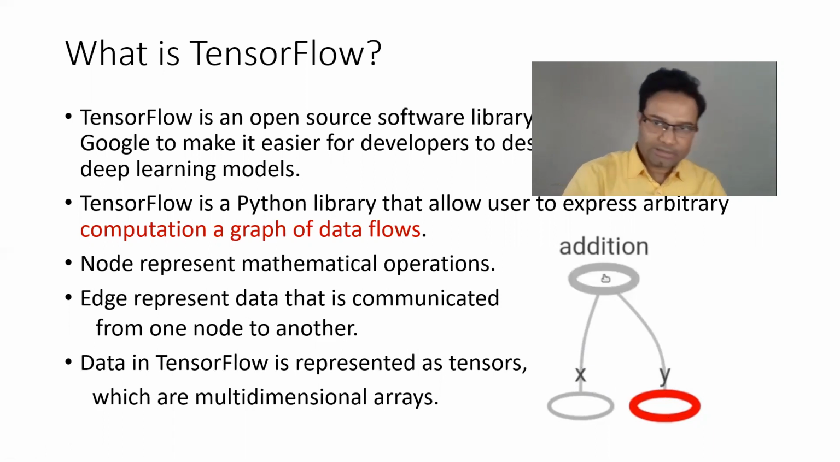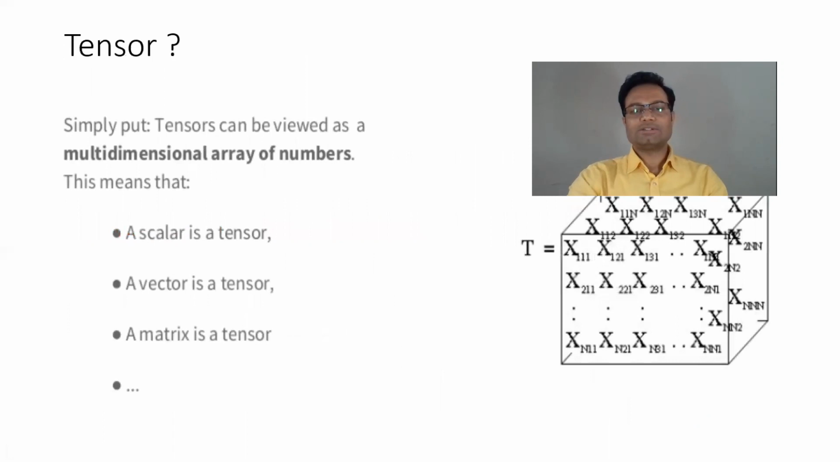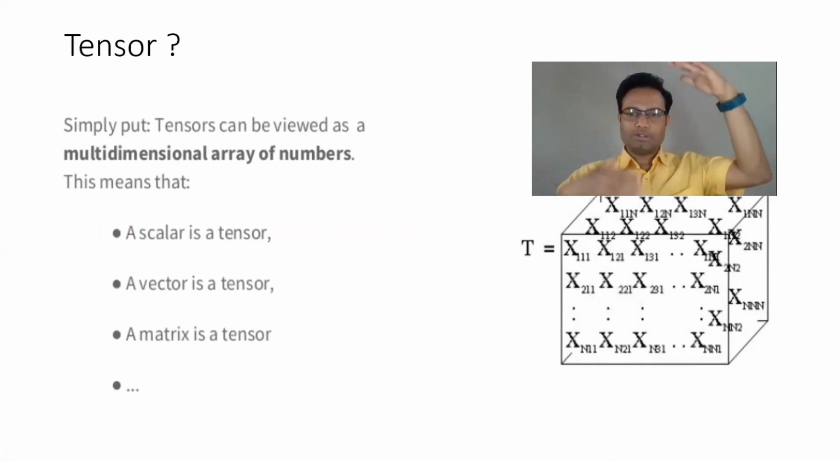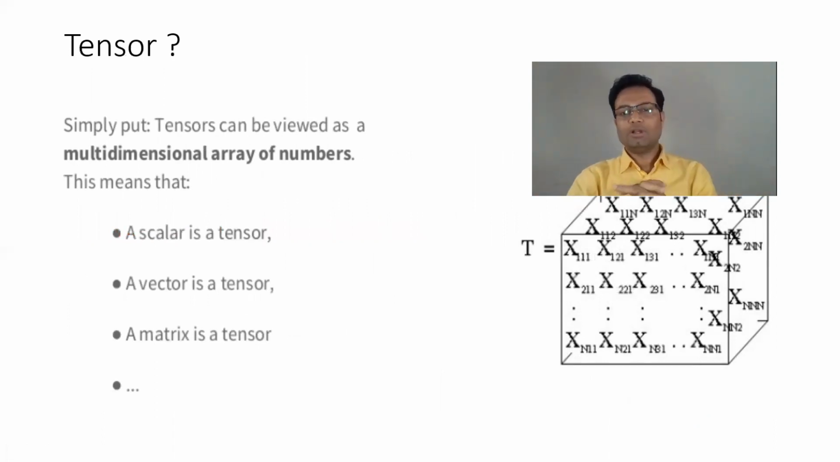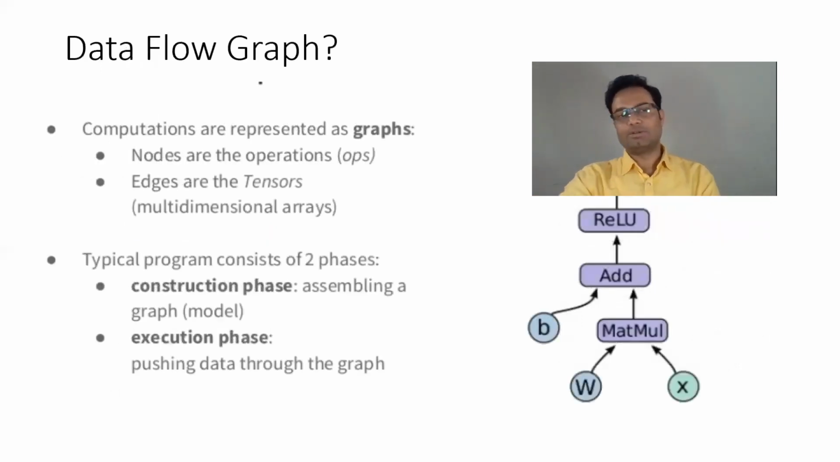So what is a tensor actually? A tensor is a multi-dimensional array. If you see the tensor, you can see it is a multi-dimensional array of numbers. It could be a scalar, it could be a vector, it could be a matrix. But anything, even an individual number or an array or a matrix, is a tensor in the context of TensorFlow, and that is why it is called TensorFlow.